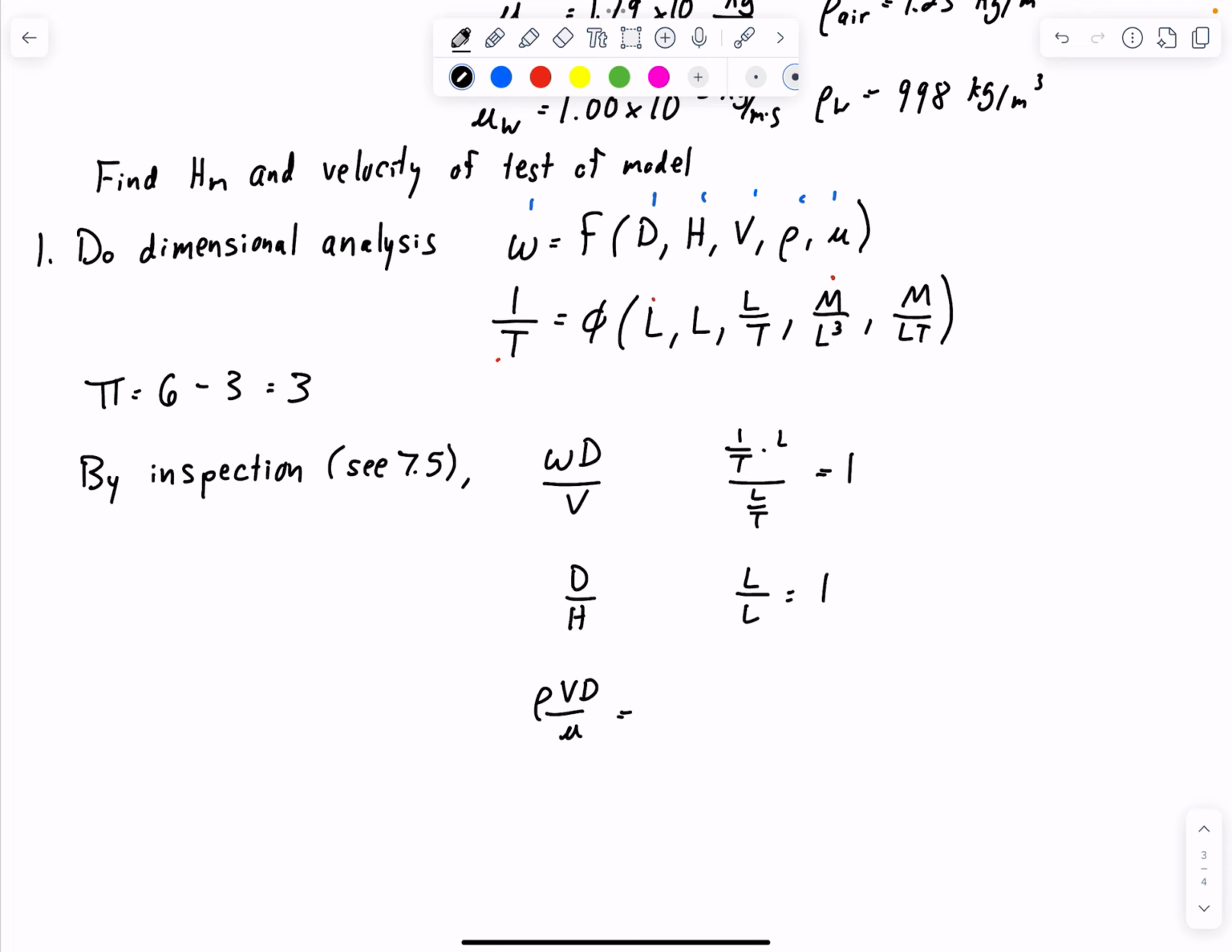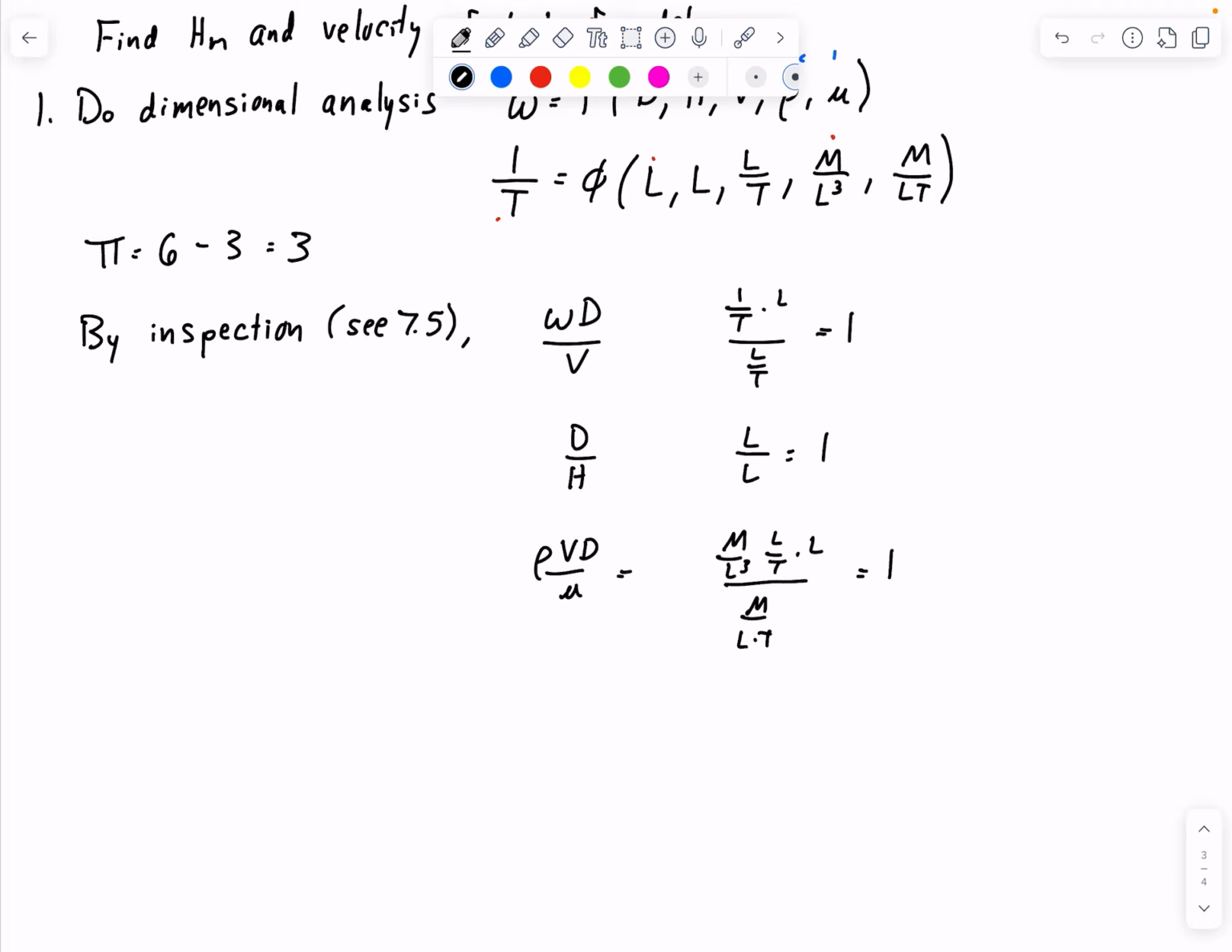And of course, in this case, we have mass over length cubed, length over time, and length here as well, divided through by mass divided by length times time, and this ends up canceling out to be 1. Now, if you're not familiar or comfortable using this method of inspection, which I haven't gotten into in detail here, you can read more about that. You can certainly use the method of repeating variables and get the exact same solution.